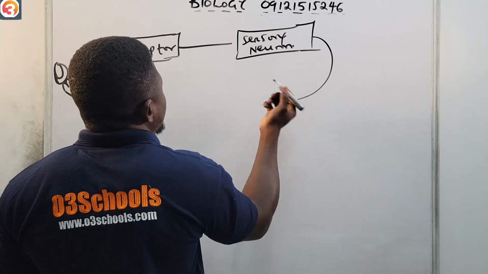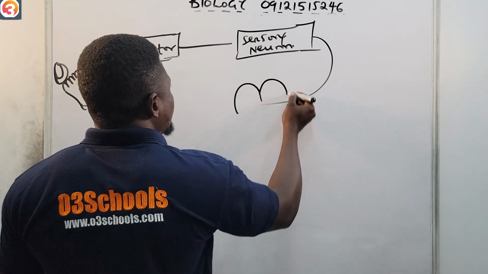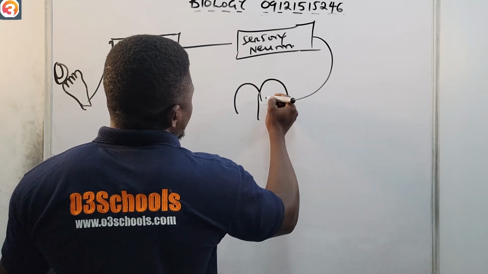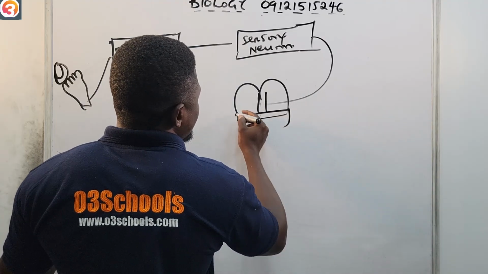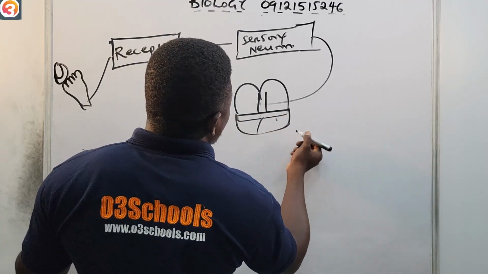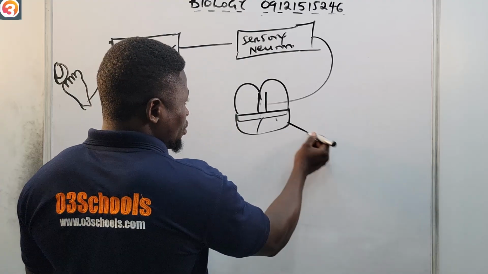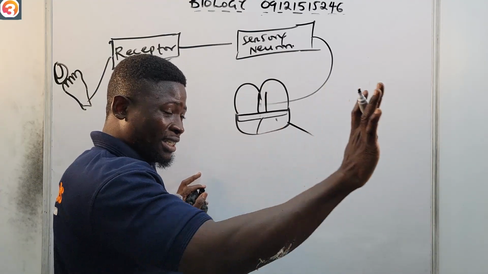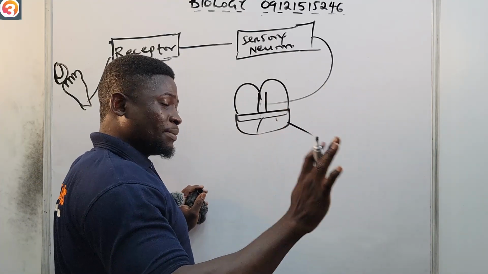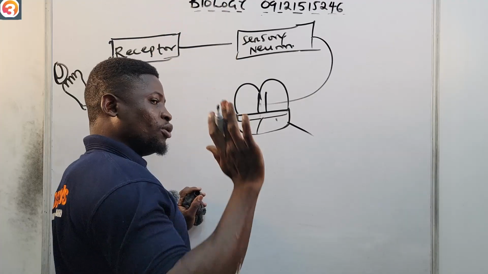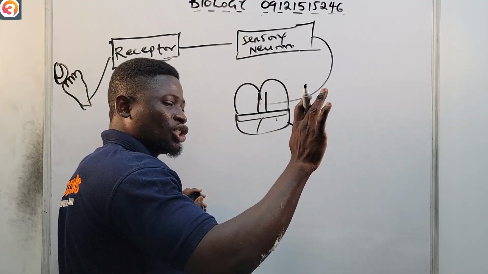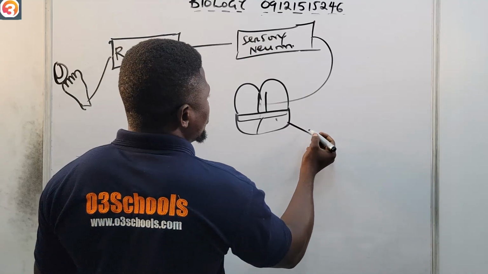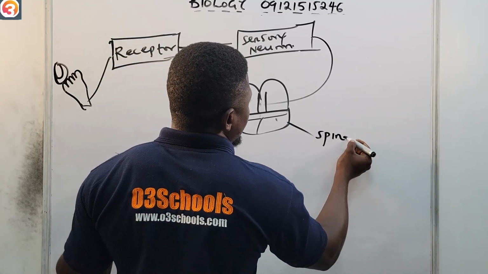Let's say this is our CNS. This is just a sketch of the CNS. In this case we talk about the spinal cord because it is the hand that is touching the hot object, and the spinal cord is closer than the brain. So yes, the spinal cord is here.